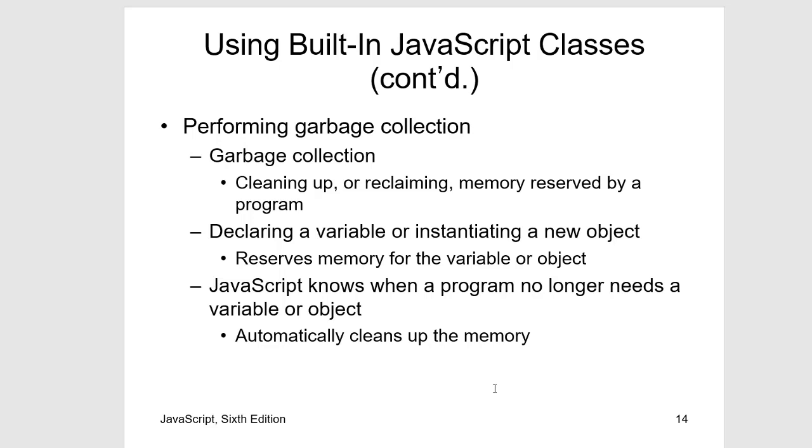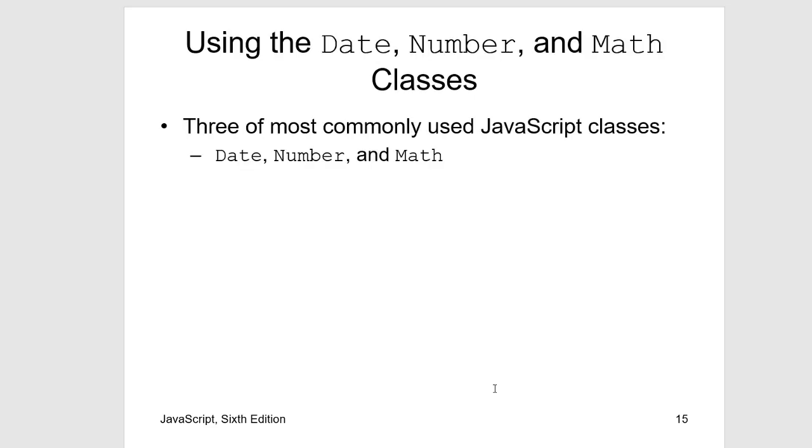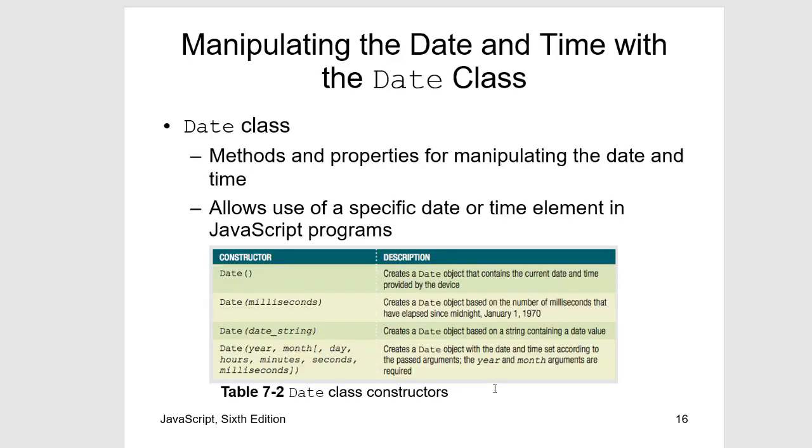JavaScript will know when to clean that up and will automatically clean up the memory when you're no longer using that variable. But garbage collection is a term in programming that means you can clean up or reclaim that memory by closing out that program early. The three objects that are used in this chapter are date, number, and math. Each one of those is an existing JavaScript class. Classes, again, being the blueprint on how to create them. Each class will have things like a memory and a constructor.